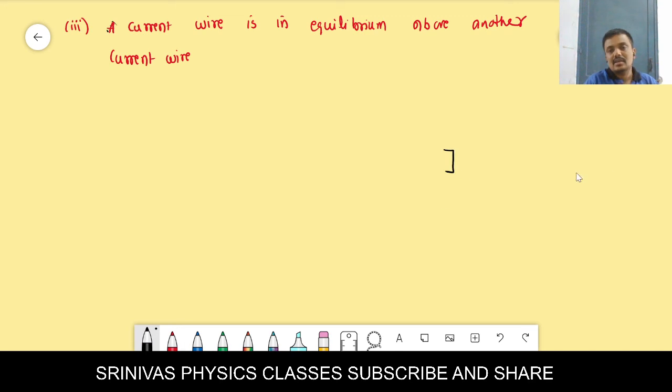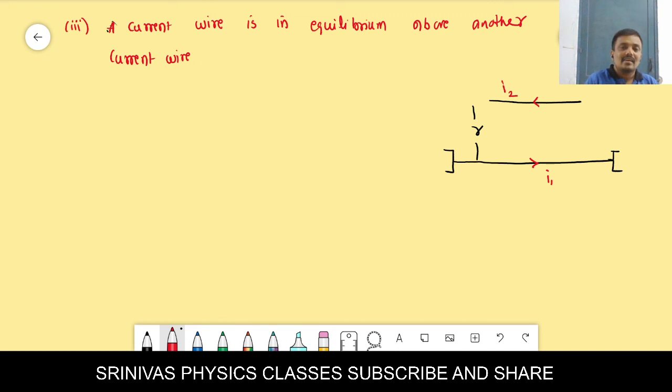You see here, this is a current wire, it is fixed. Now the current, let us consider it is flowing to the right side. Now above this, one wire is there, right? There is some separation between them, R. Now let us consider the current on the second wire is in the opposite direction, that is I2 to the left side. Now this AB wire is in equilibrium. For example, this is in air.